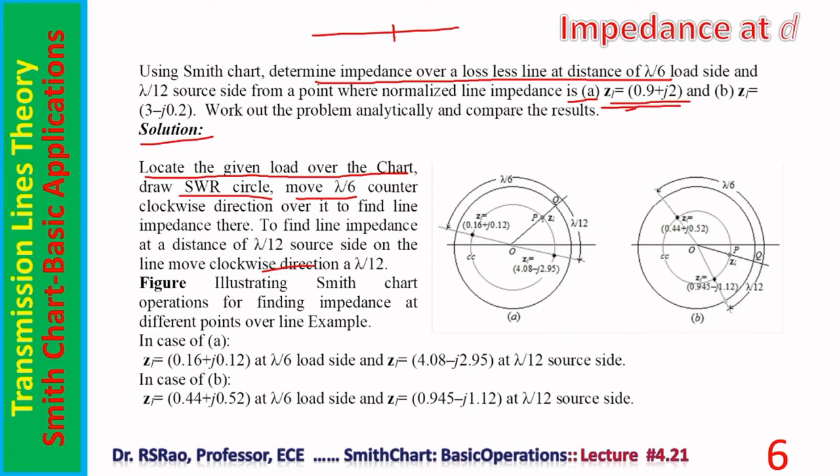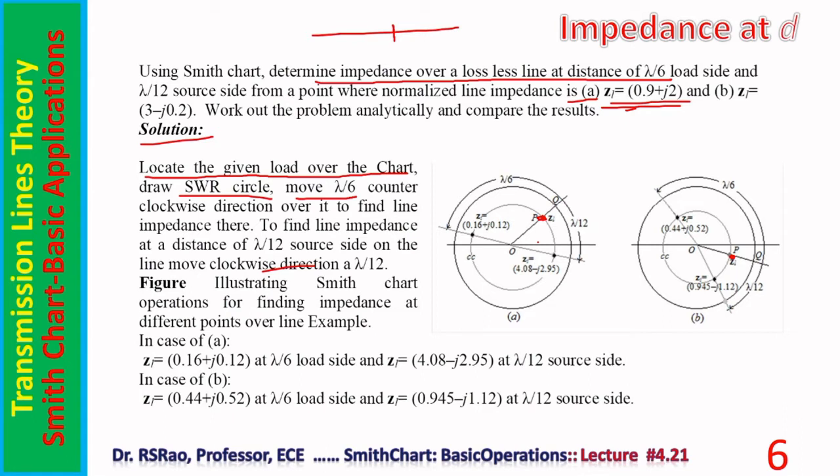This is the point. Somewhere here, yes, this is the point P. Given ZL, this point P can be located. Similarly, in case of B also, locate point P. Now, from ZL, draw the SWR circle. CC is the SWR circle. Here also CC is the SWR circle.